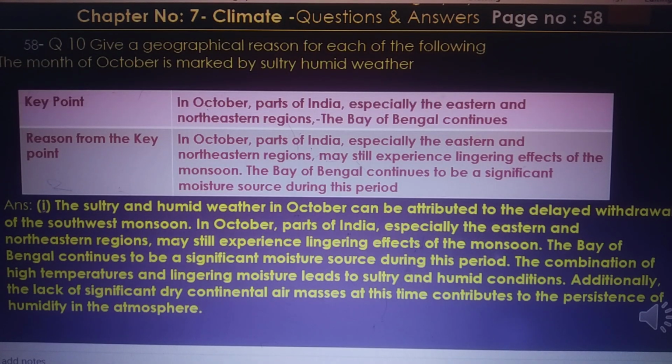Question number 58. The month of October is marked by sultry, humid weather. Key point: in October, parts of India, especially eastern and northern regions, and the Bay of Bengal continue. In October, parts of India, especially eastern and northern regions, may still experience the lingering effect of the monsoon. The Bay of Bengal continues to be a significant moisture source during this period.